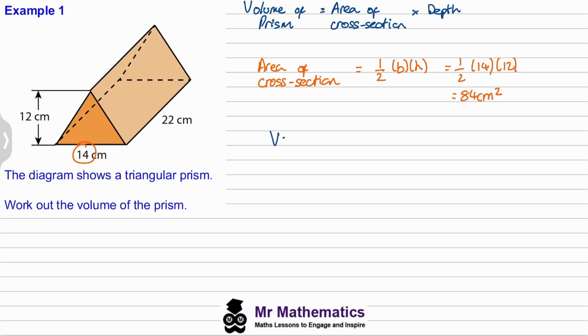So the volume will be the 84 centimeters squared multiplied by the depth. And you can see this is for 22 centimeters. And when you multiply the 84 by the 22, we get 1,848. And when you multiply centimeters squared by the centimeters, we get the centimeters cubed. Okay? So this is the volume of a triangular prism. Let's try another example.